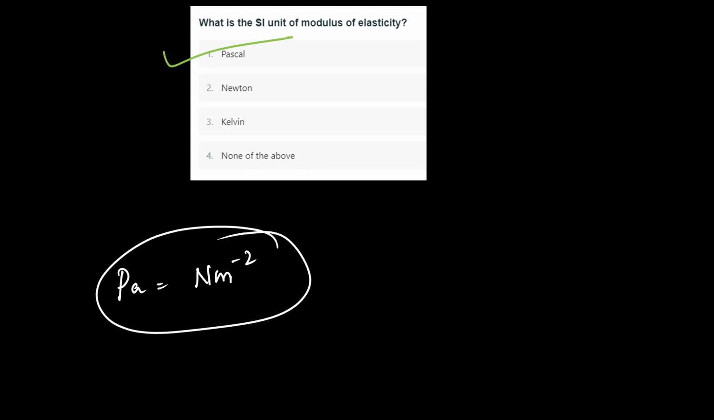If it is given as Pascal, you write down as Pascal. If it is given this way, it is going to be Newton per meter square. And for this, you can write your dimensional formula as well. So what is going to be the dimensional formula over here? For Newton, force is what? Ma, right? So it is going to be M L T minus 2.